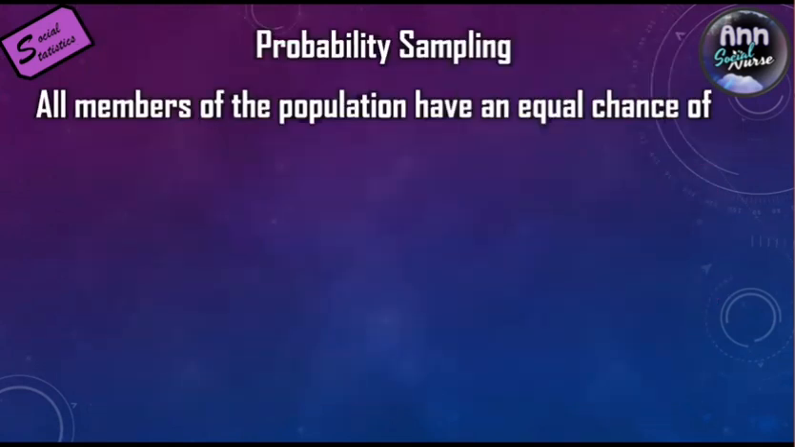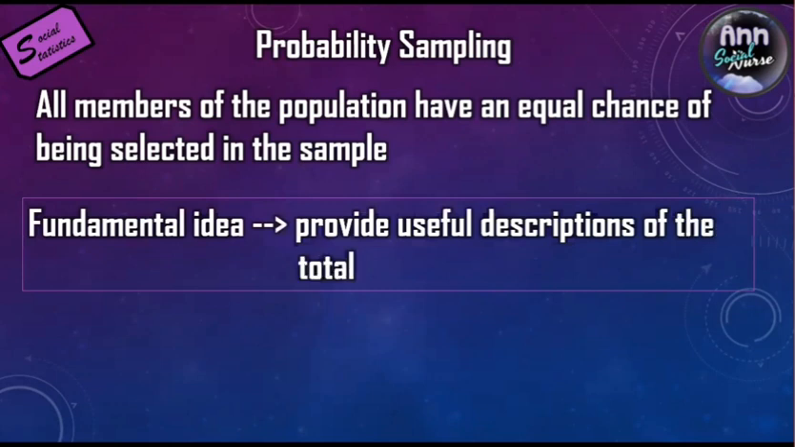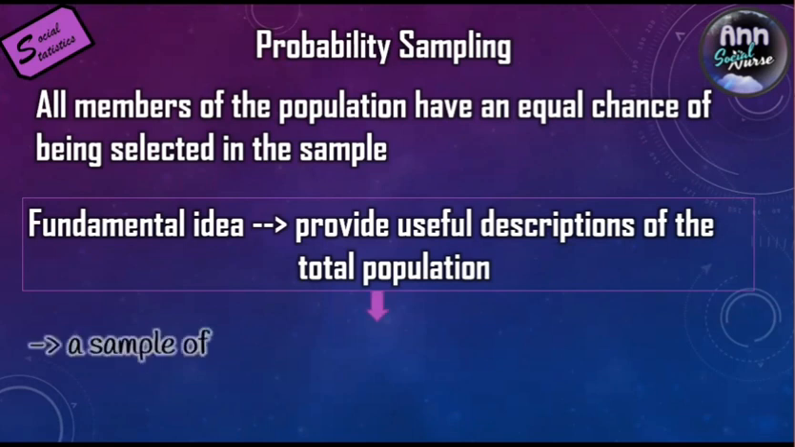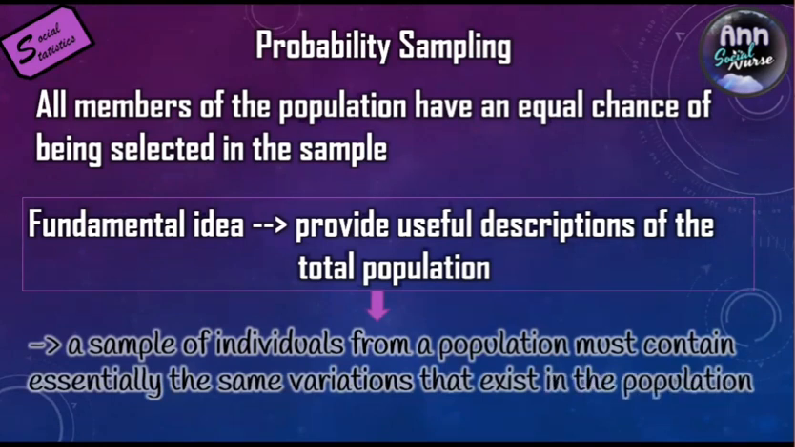Now, in probability sampling, all members of the population have an equal chance of being selected in the sample. The fundamental idea here is that there is provision of useful descriptions of the total population. A sample of individuals from a population must contain essentially the same variations that exist in the population. That's why we call the sample a representative of the population.